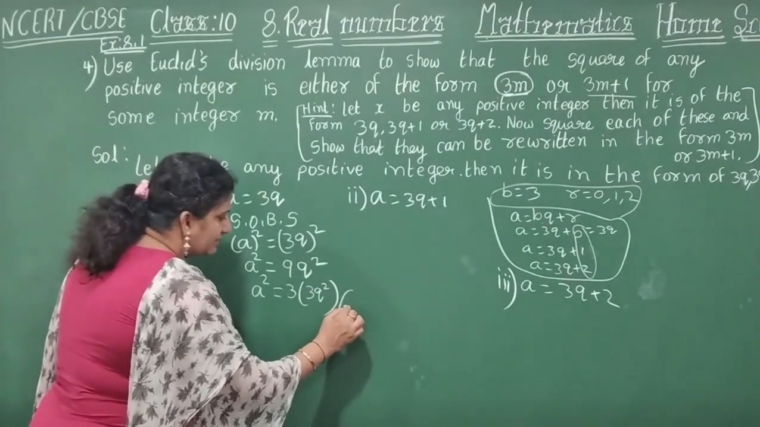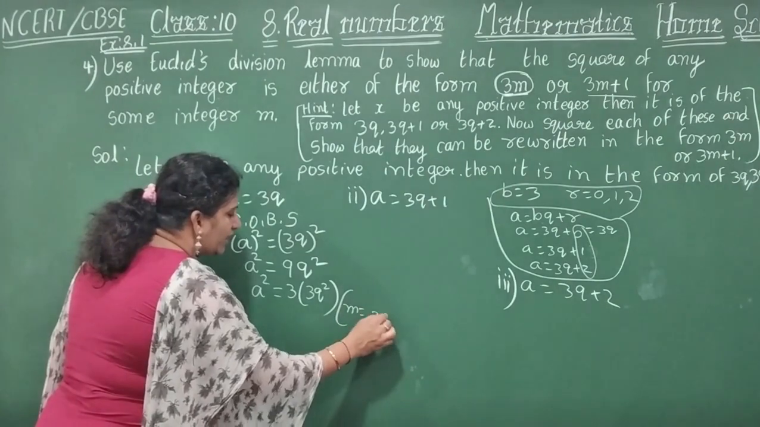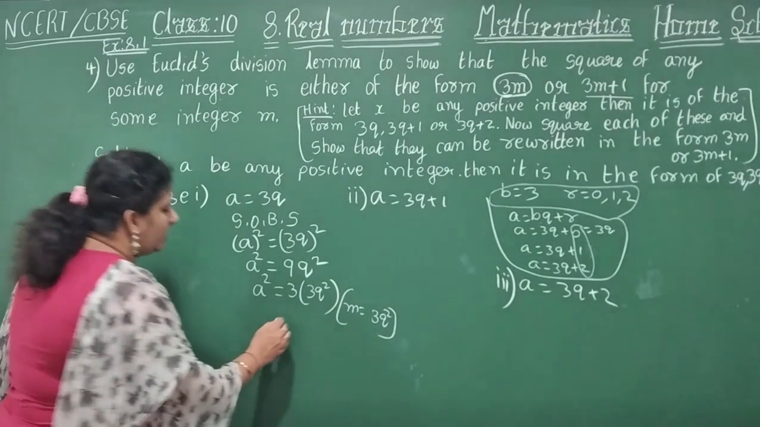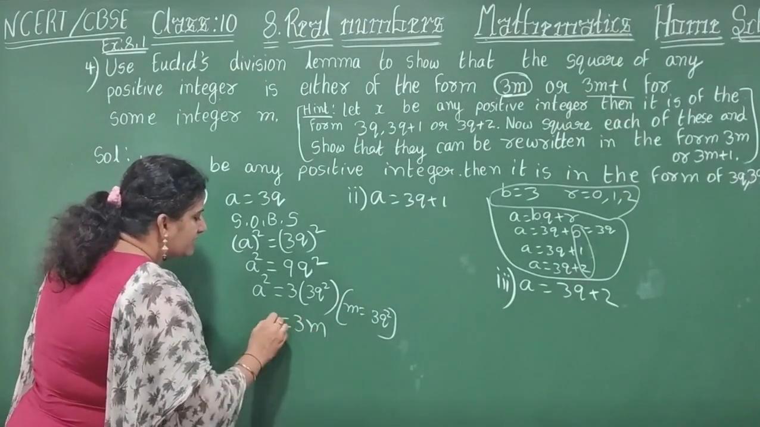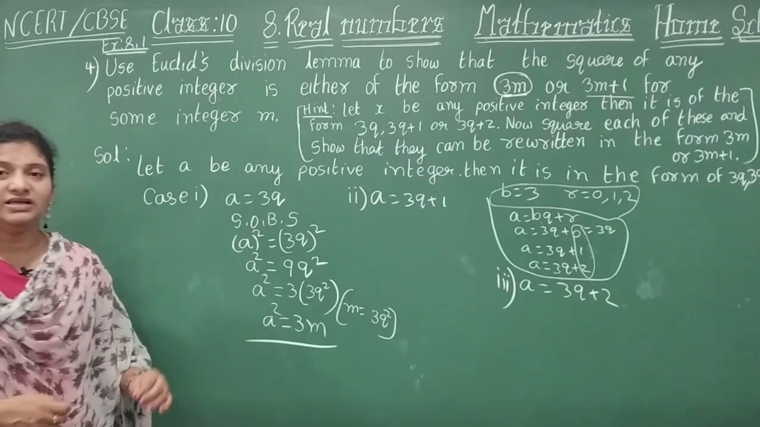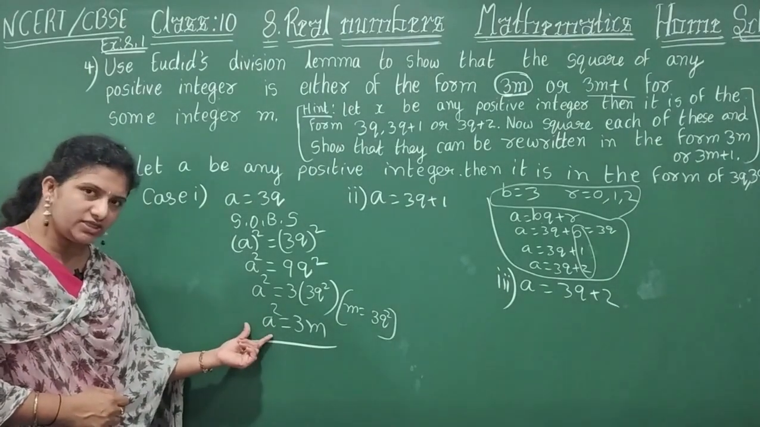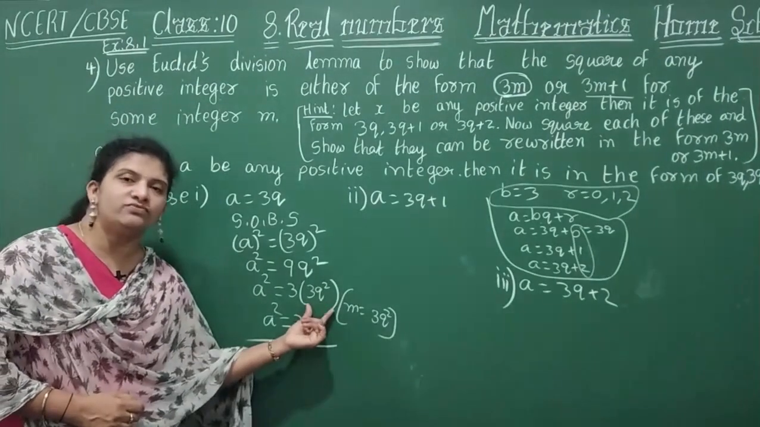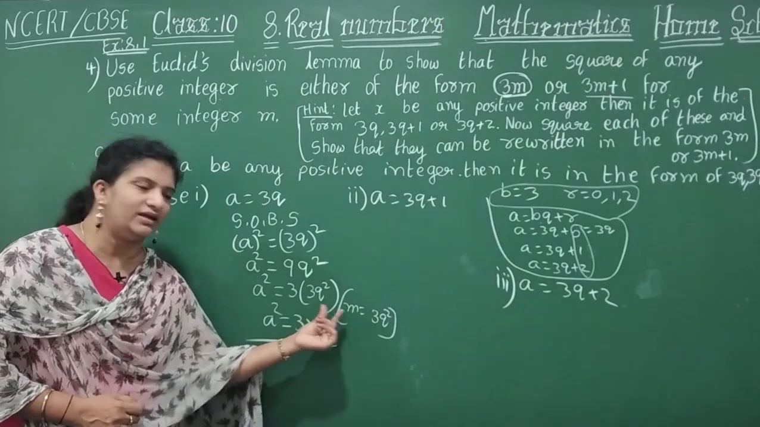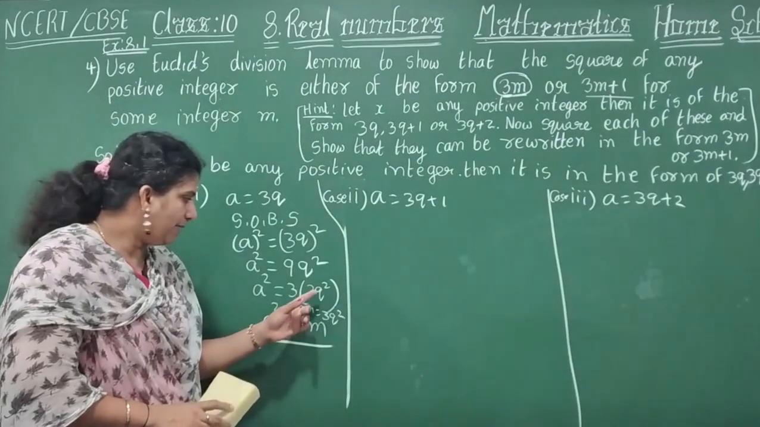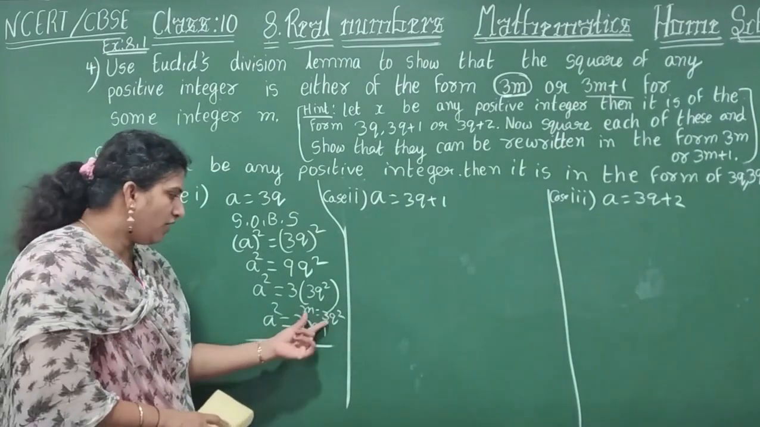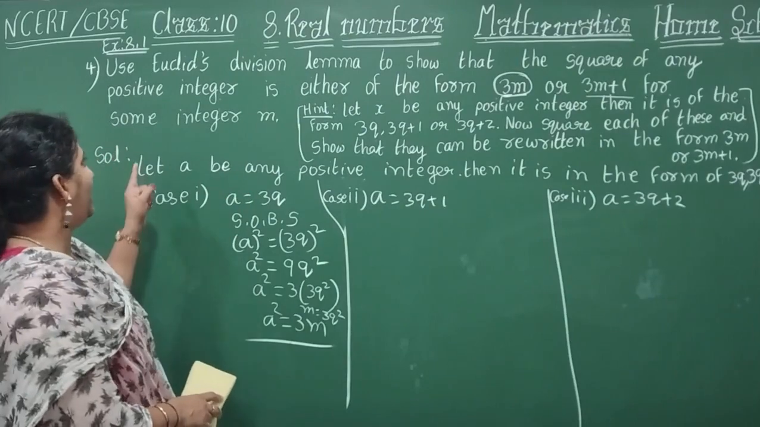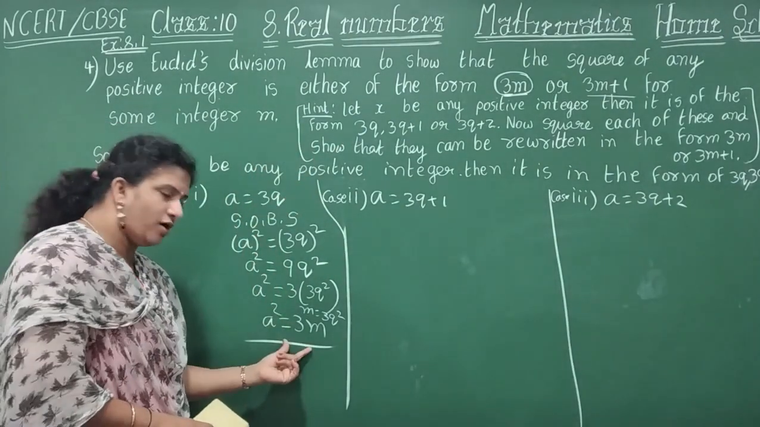A square is equal to 3 into 3q square. Let us consider m is equal to 3q square. So if I take the m value as 3q square, then what does it become, children? A square is equal to 3m. Square of any positive integer is of the form 3m. So now instead of 3q square, I have taken it as m. Assume m is equal to 3q square. So now what did you get? A square is equal to 3m. Observe the question there: square of any positive integer is of the form 3m.